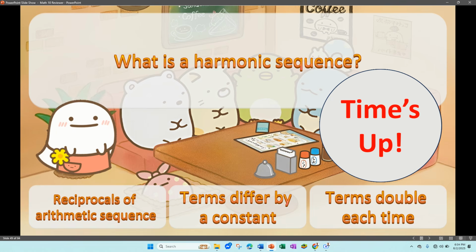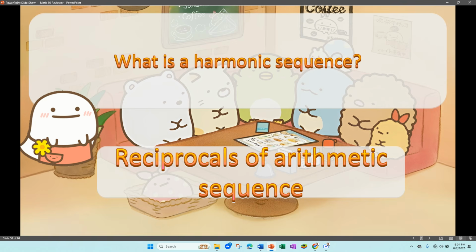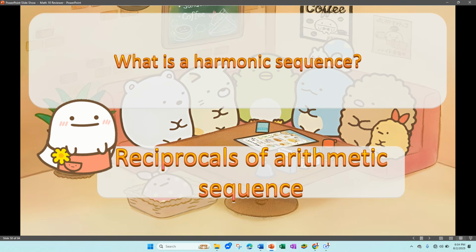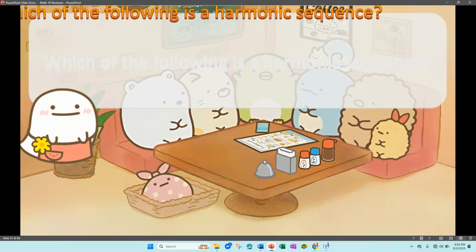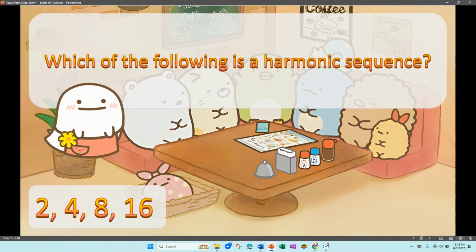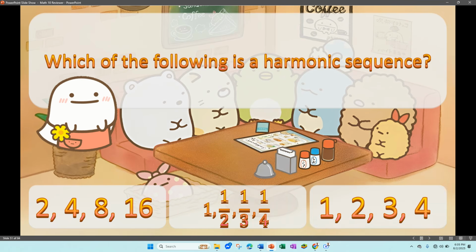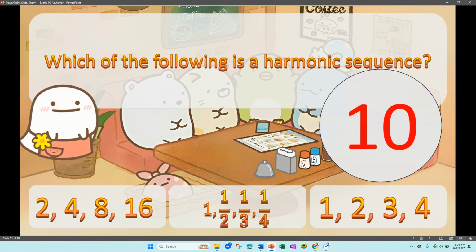Time is up. So sabi natin kanina, harmonic sequence is reciprocals of arithmetic sequence. Which of the following is a harmonic sequence? 2, 4, 8, 16. 1, 1 half, 1/3, 1/4. 1, 2, 3, 4. 10 seconds go.